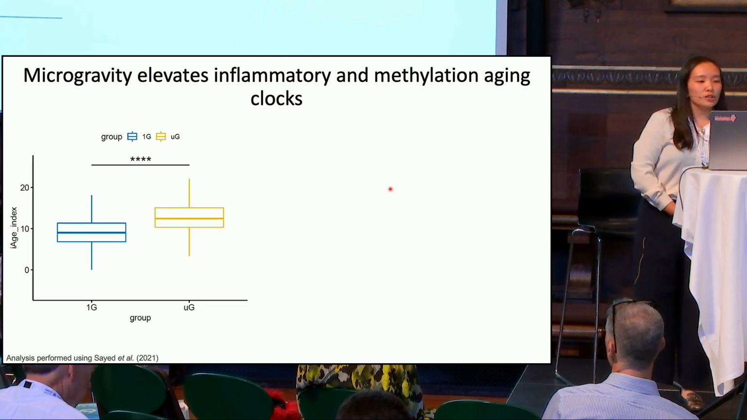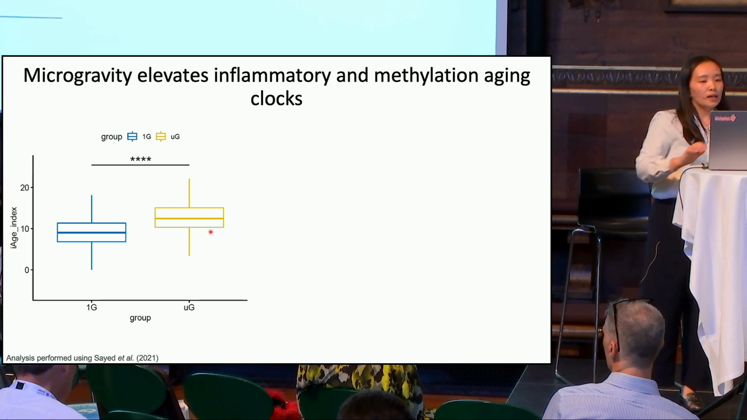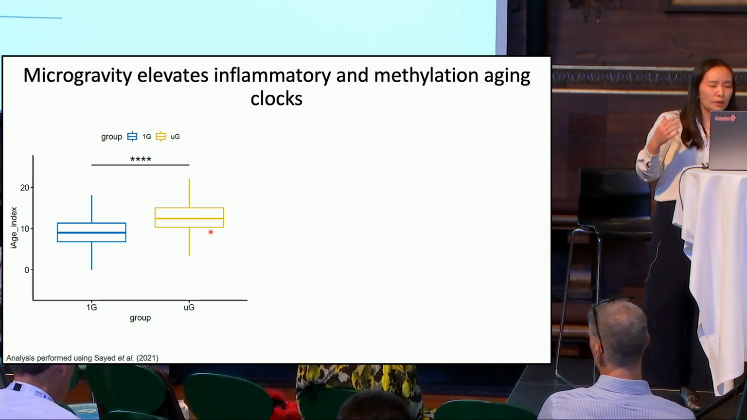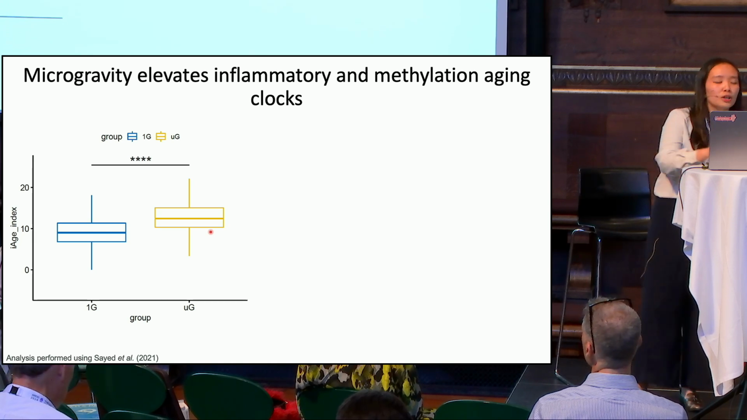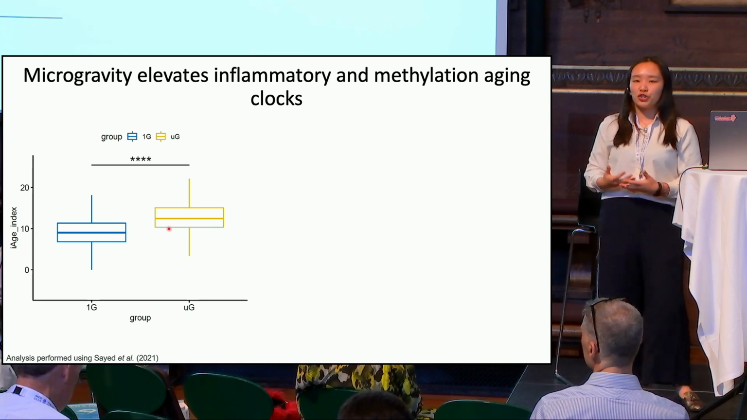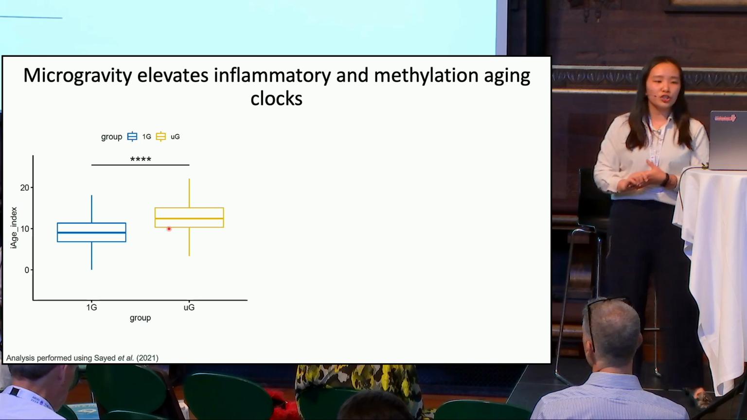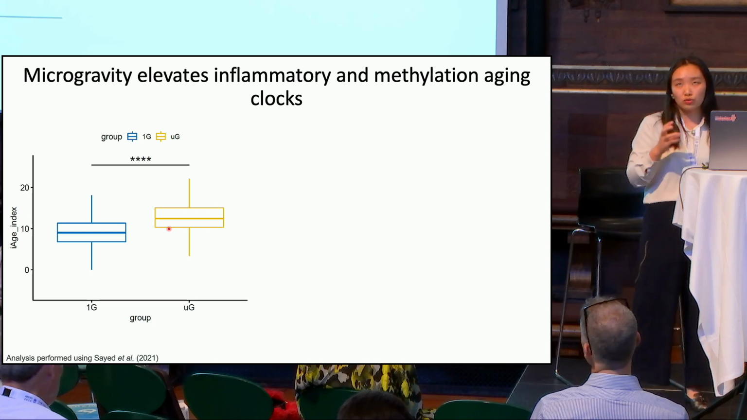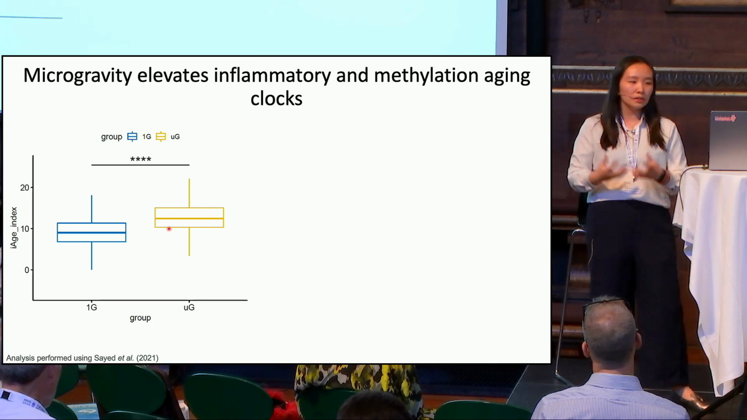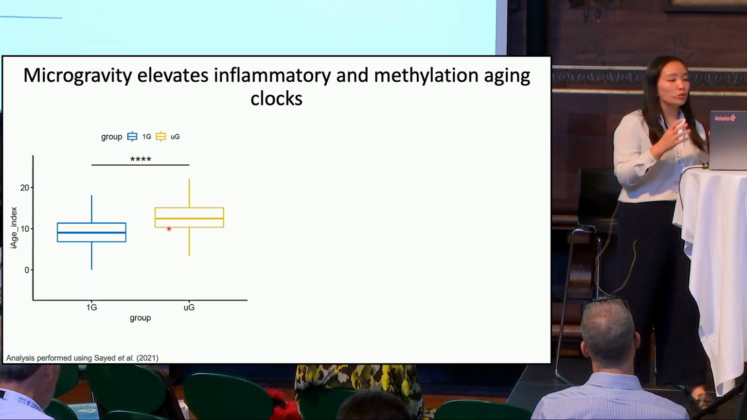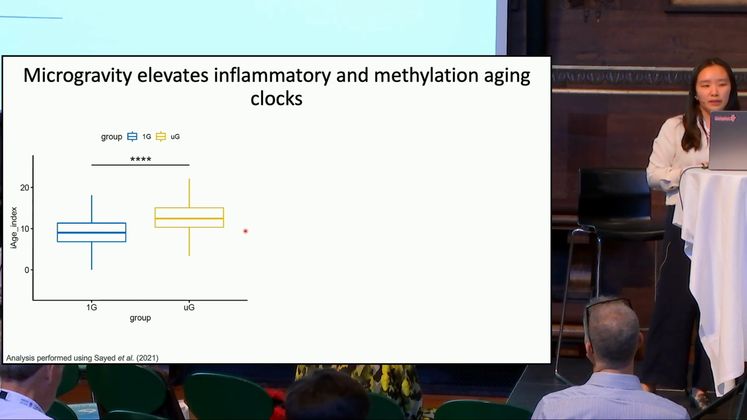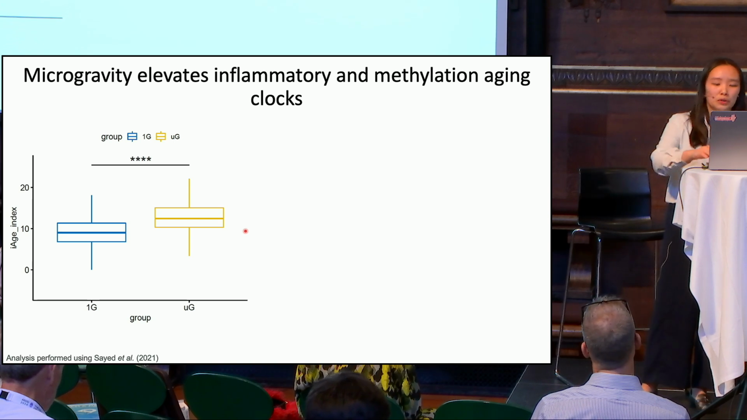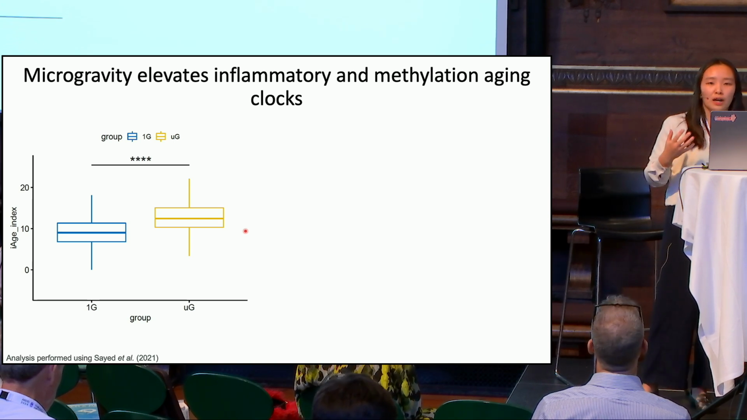Next, we used a transcript-based inflammatory aging clock called IEAA. This clock basically measures the level of inflammation, and it also strongly correlates with multimorbidity and frailty. And what we see is that microgravity has significantly increased the score, suggesting that these cells are more inflamed.